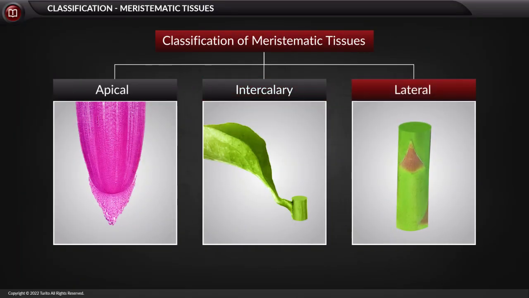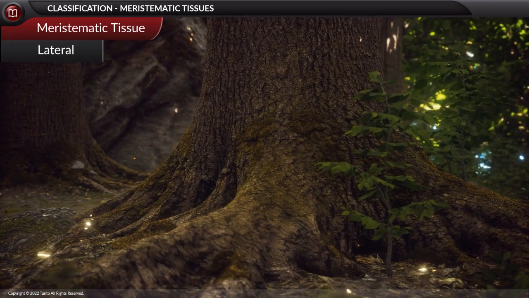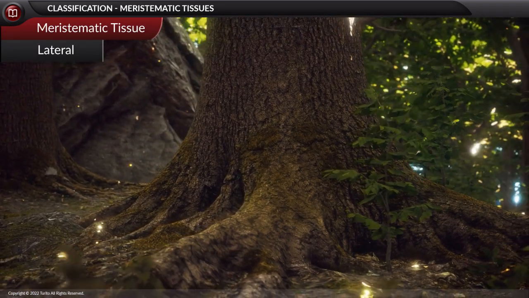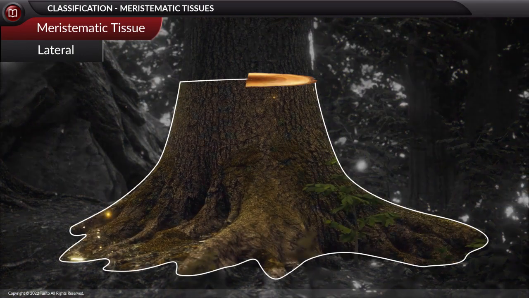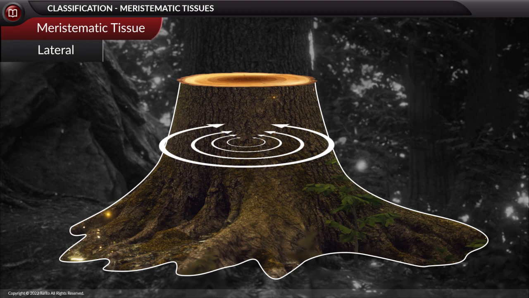The third type of meristematic tissue is lateral meristem. As the name suggests, the lateral meristems occur at the lateral sides of the plant body. These meristems contribute to an increase in the girth of the plant body. These are the details of the meristematic tissues in a plant.